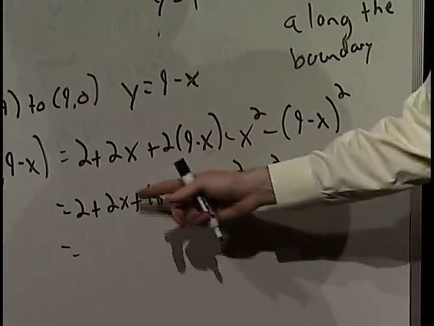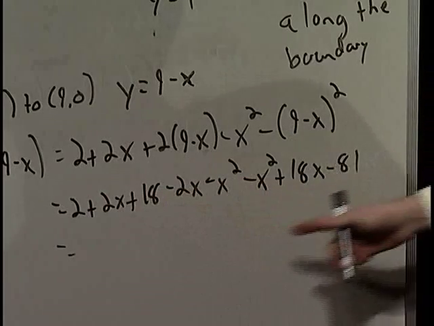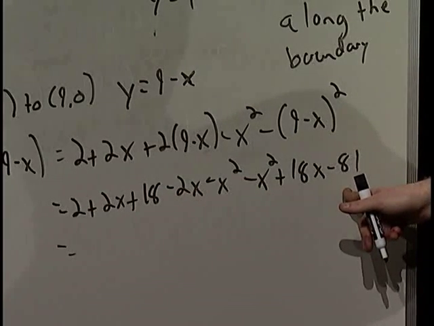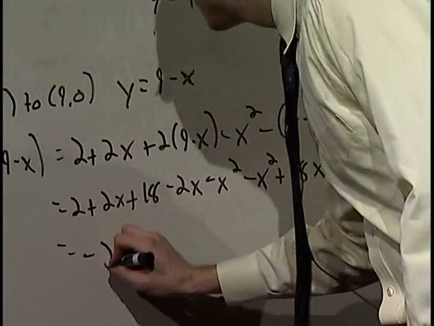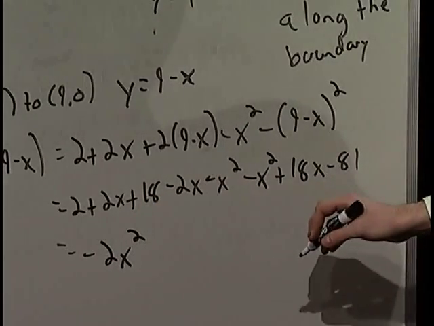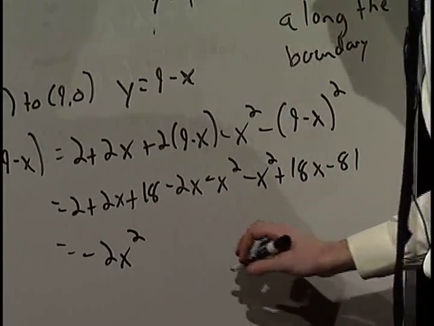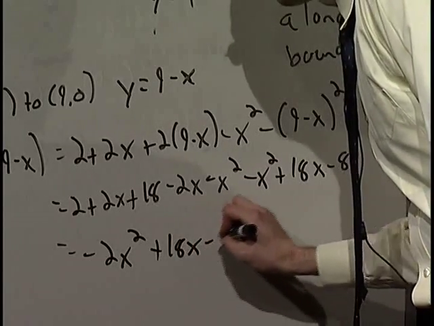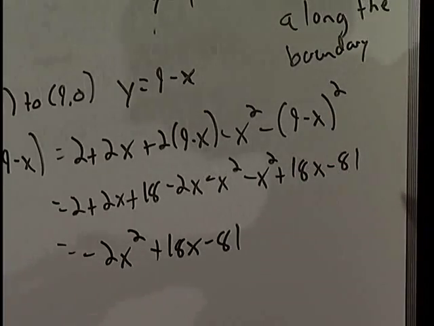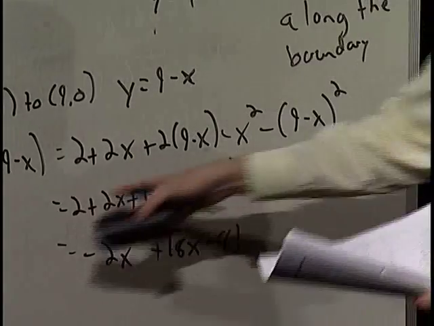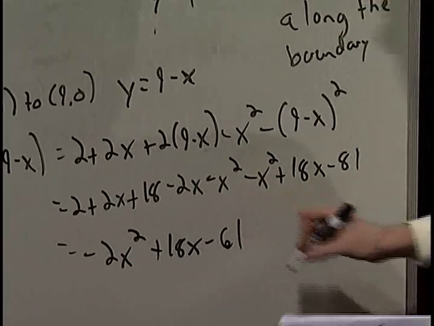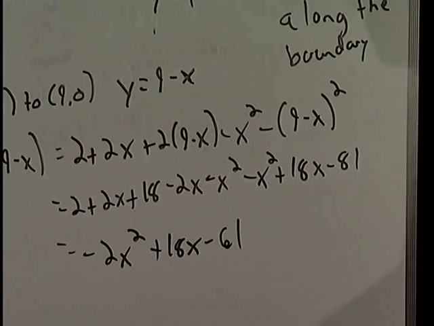The two x's are gone in the middle. That makes a 20, negative 61. Let's see here. So there's a negative 2x squared, and am I seeing a plus 18x minus 81? Is that what I've got? Yes. Minus 61. Yeah, because 2 plus 18 is 20. Yeah, minus 61. That looks better. Okay. So there's our function.